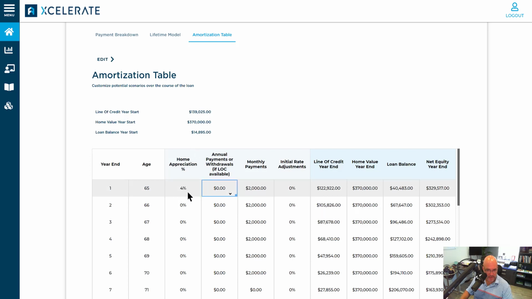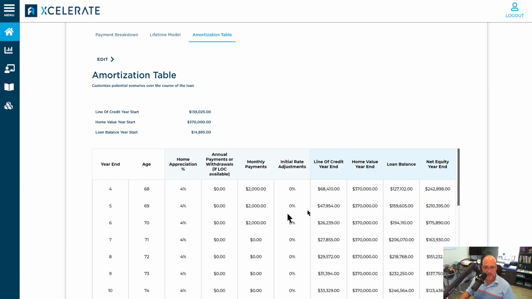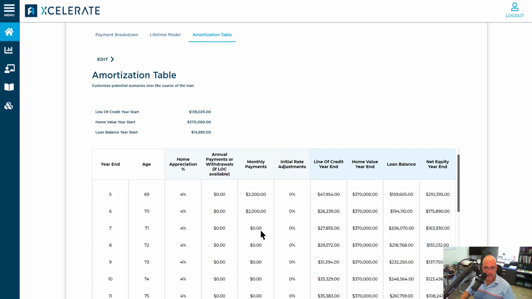Let me bring this back down, carry it forward. All right, there we go. So, as you see, the line of credit is dropping over those first 6 years because you're pulling the money out. And then, once the income's turned on, you can elect to make voluntary payments as well.